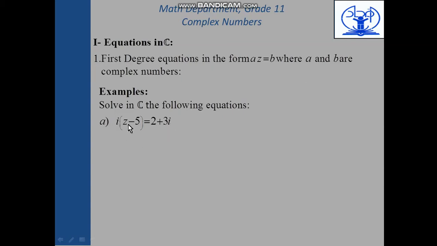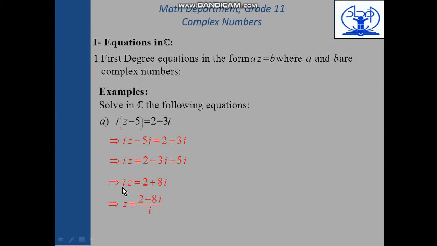First, we have to develop here. So we get iz minus 5i equals 2 plus 3i. Second step, we keep the unknown in the first member, and we take the given numbers to the second member of the equation. So iz equals 2 plus 3i plus 5i, iz equals 2 plus 8i, and now z equals (2 plus 8i) over i.